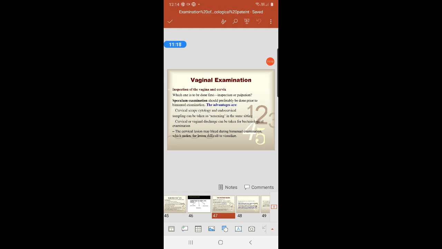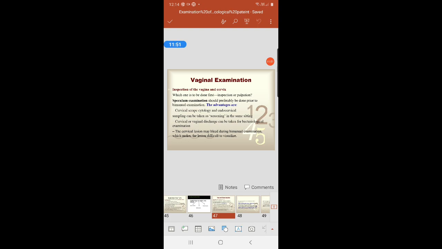Which one is to be done first, inspection or palpation? Speculum examination should preferably be done prior to the bimanual examination. So always you should start with the per speculum examination before performing the vaginal examination. Why? Because the advantages are, we can take the cervical scrape cytology or endocervical sampling as screening in the same sitting. Before that, we can take the sampling if we want to. And cervical and vaginal discharge can be taken for bacteriological examination also.